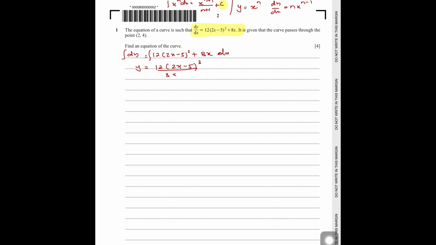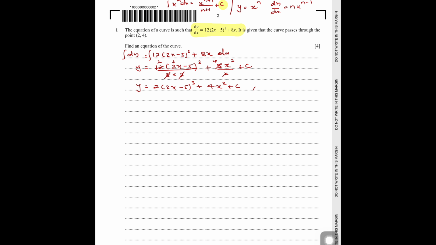In differentiation, you multiply by the coefficient, so in integration, you have to divide by the coefficient. So the coefficient is 2, and the 5 becomes 0, so I'm not writing it. 8x to the power 1 plus 1, 2, over 2, plus c. So that's basically 6 and that's 4. So y = 6 times 12, twice. So y = 2(2x - 5)^3 + 4x^2 + c.